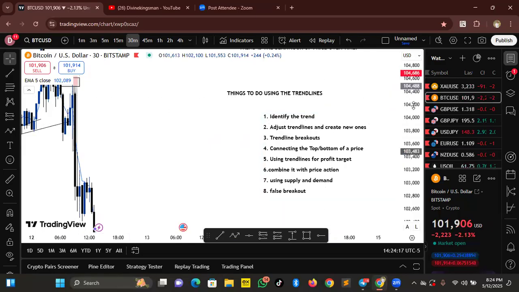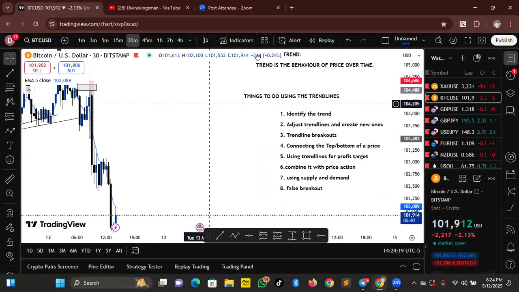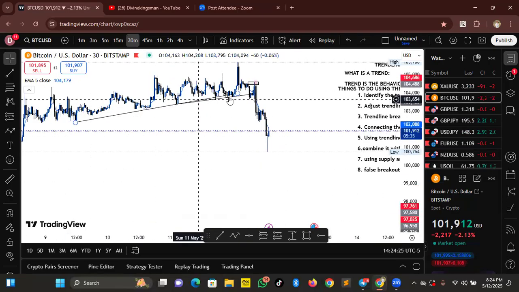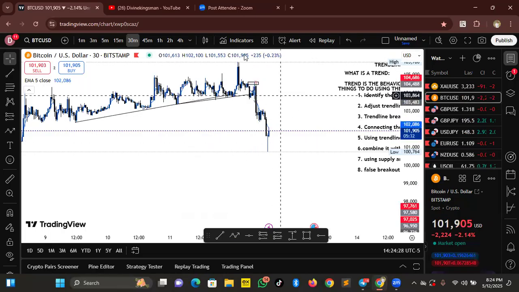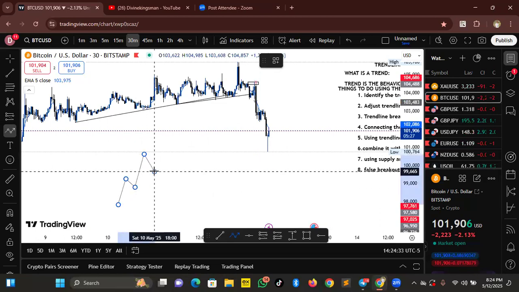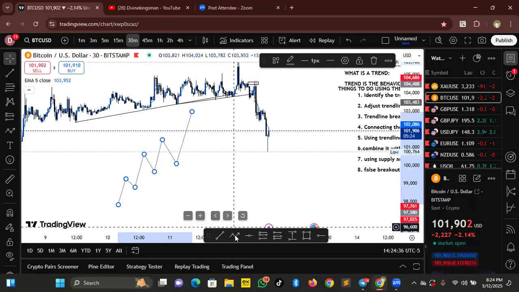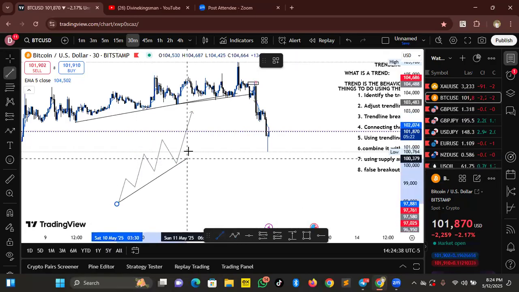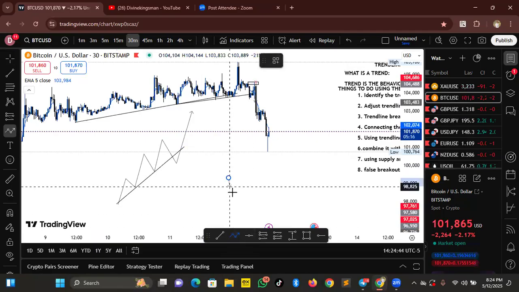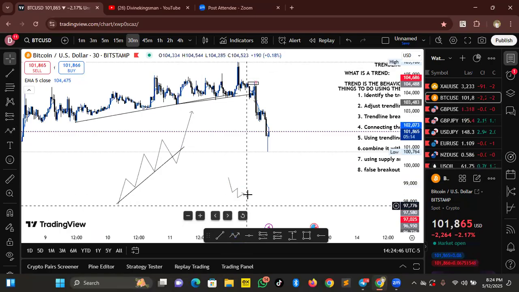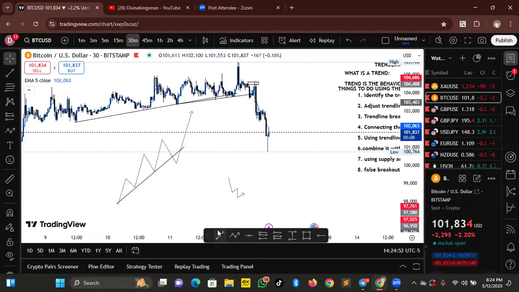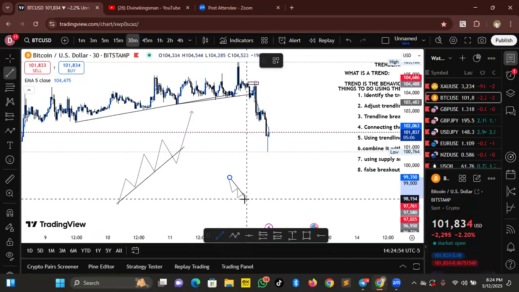connecting the tops and bottom of price, right? I've just explained it when I was doing my trend line. I was connecting the bottom, if it's in an uptrend, and also the top. So if this is an uptrend, me connecting the bottom, and then price in a downtrend, I explained this already, right? So connecting the highs, right?